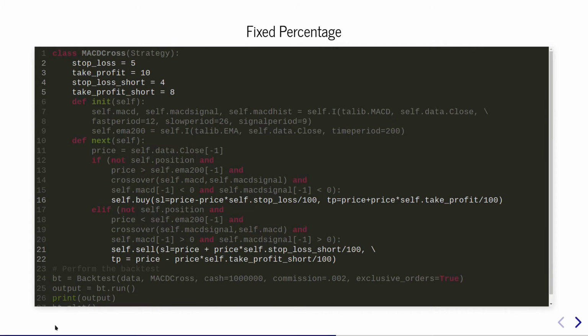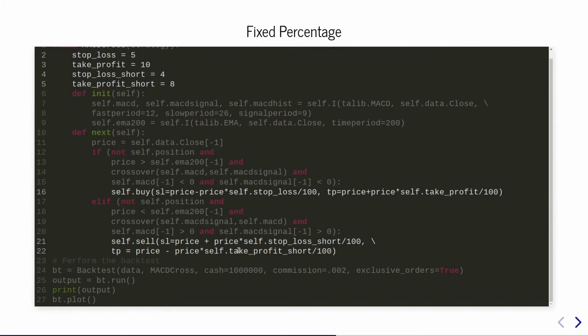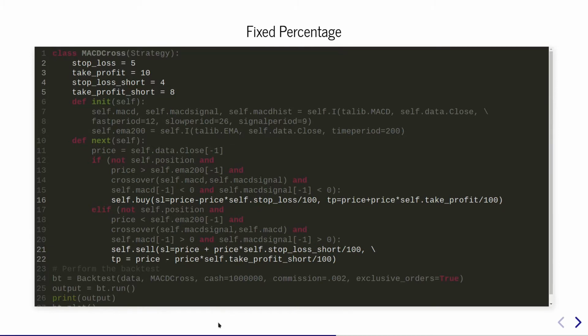Look closely at the highlighted part of the code now. We use the buy method with SL and TP arguments. We also use the sell method using the SL and TP arguments.